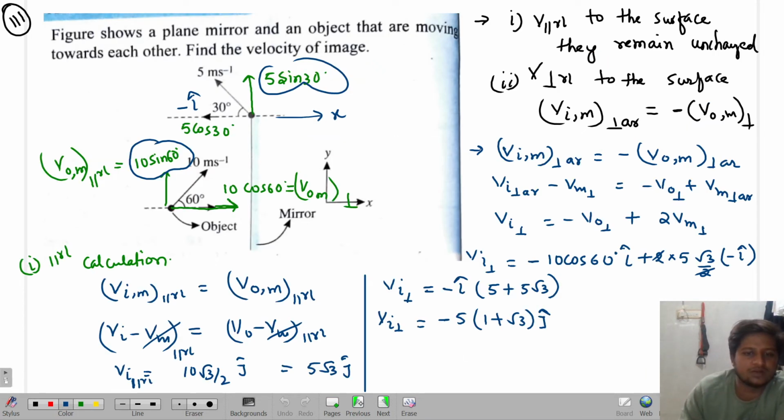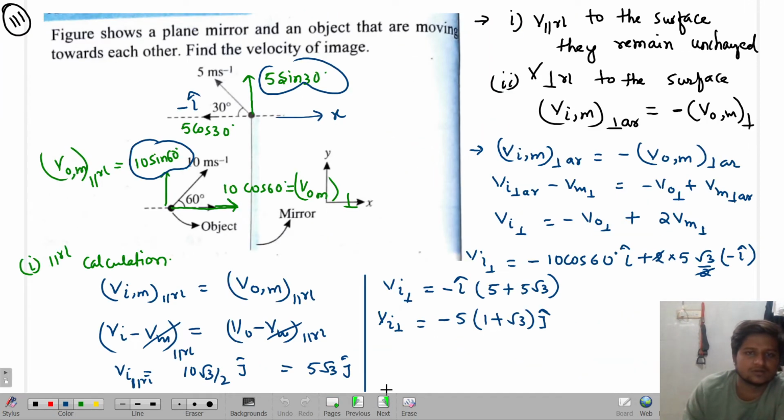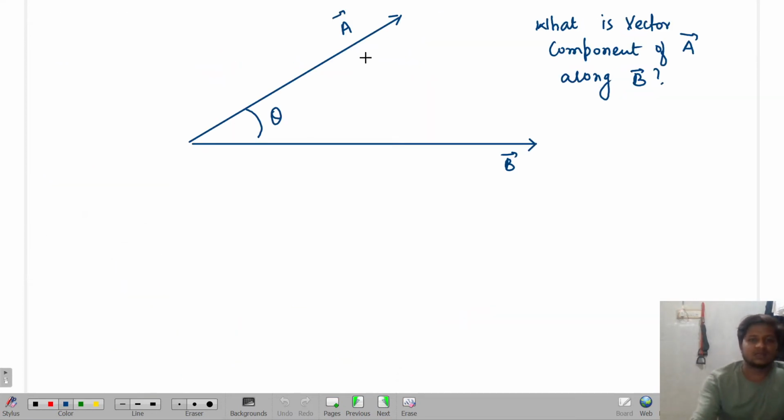So these are two JEE Advanced questions. This was asked in JEE Advanced 2014 or 15, and this has been asked in 2020 itself. Okay. Now I'll give you two more problems, but before that, this question.